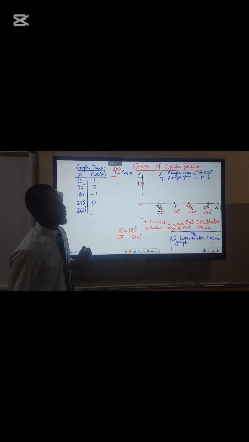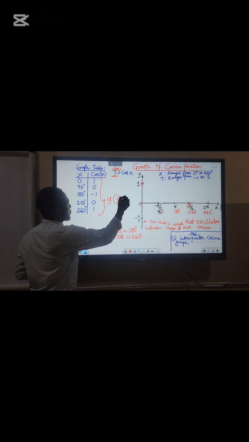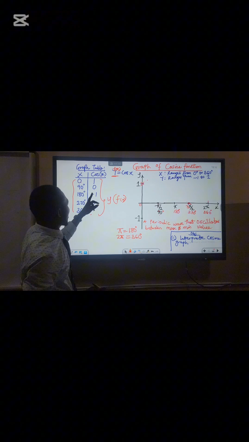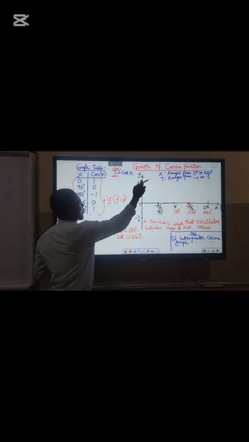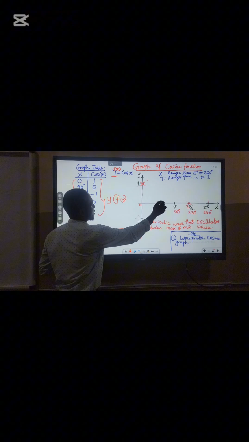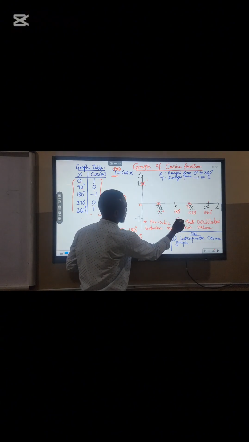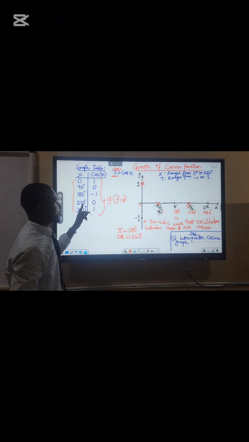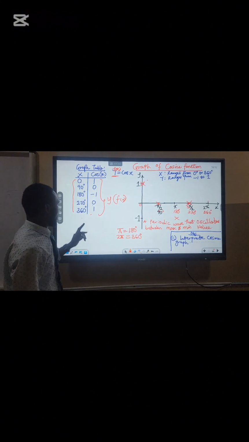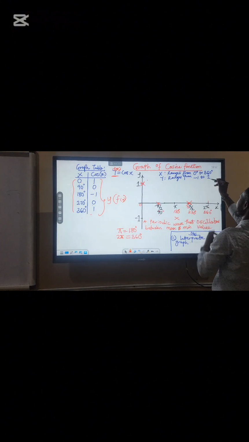So how do we plot the graph? Don't forget, this is representing y. Y is a function. So this one is our x. It means that when x is 0, y is 1. When x is 90, y is 0. When x is 180, y is minus 1. So this is minus 1, then they meet here. When x is 270, y is 0. This is 270, and they meet here. When x is 360, y is 1. So we have 360 and 1, and they meet here.